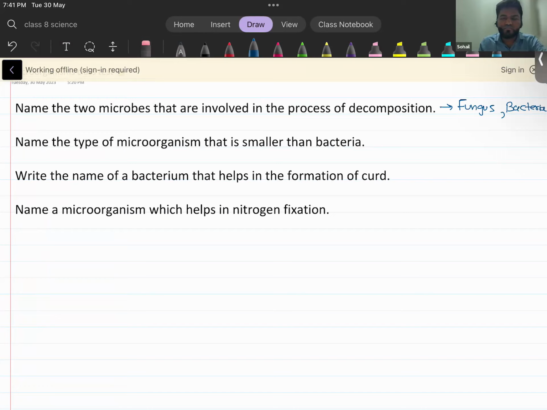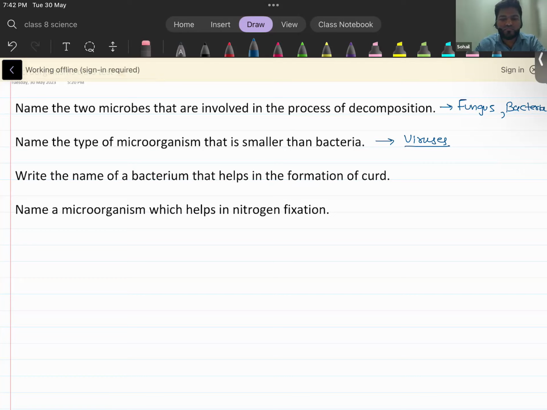Read the second question. Name the type of microorganism that is smaller than bacteria. You see, there is a microorganism which is actually smaller than bacteria. You have to tell that. Viruses. Very good. That's the only one. That's it. Next question.